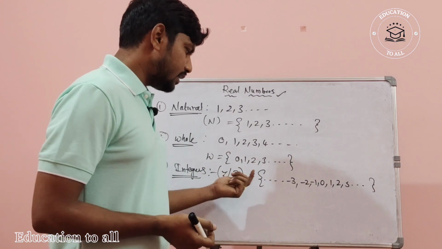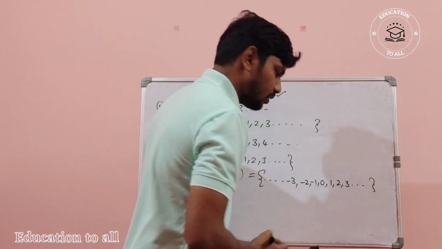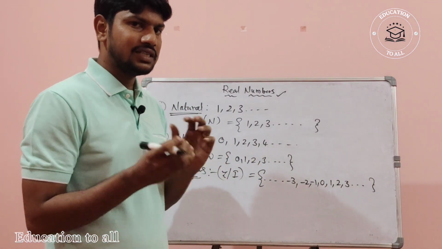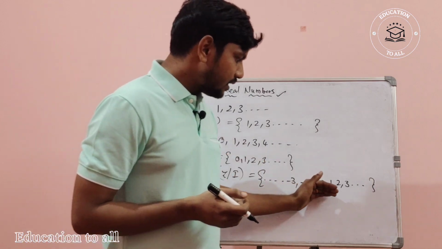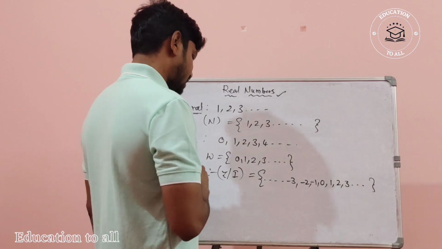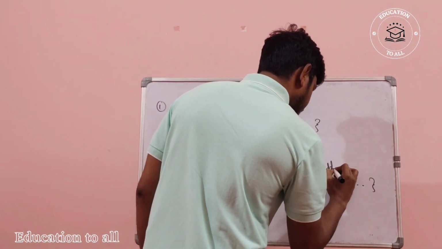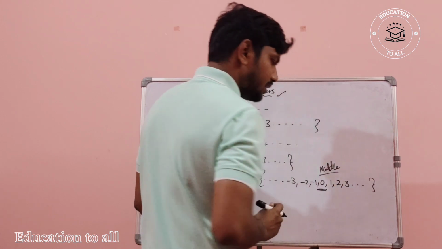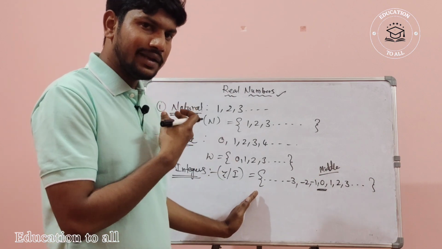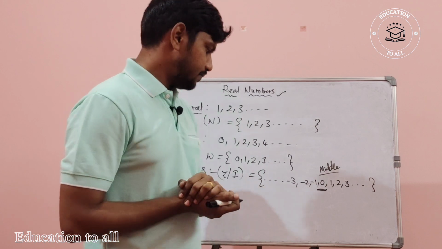We should identify one small hint here. In integers, there is no smallest number and no biggest number. Why? Because if I write the negative numbers continuously, we cannot find the smallest number, and if I write the positive numbers continuously, we cannot find the greatest number either. But one thing we can conclude: 0 is the middle number of integers. On the left side of 0, it is continuously negative; on the right side of 0, it is continuously positive numbers.